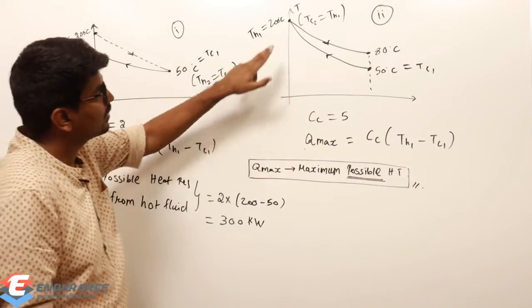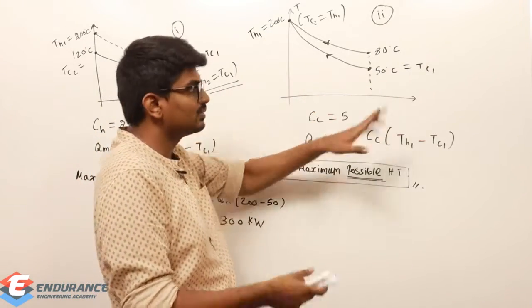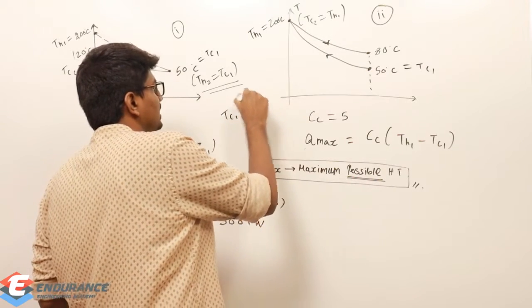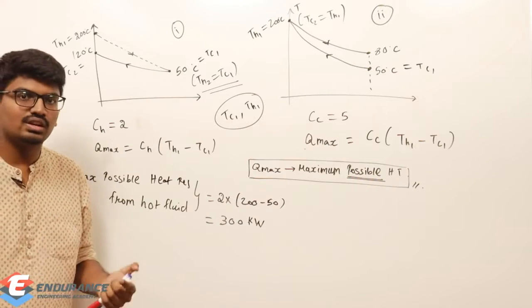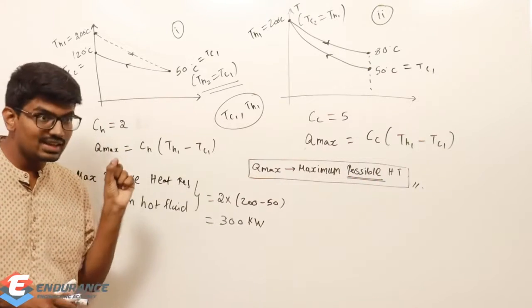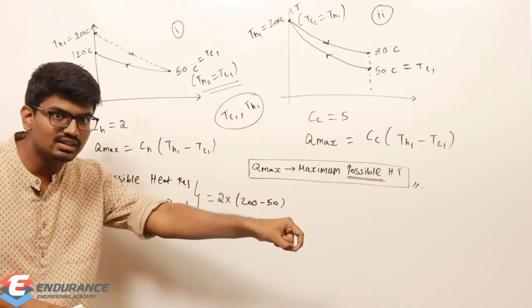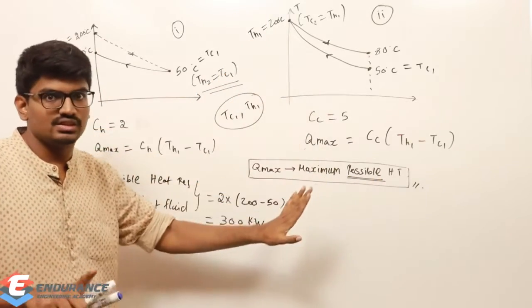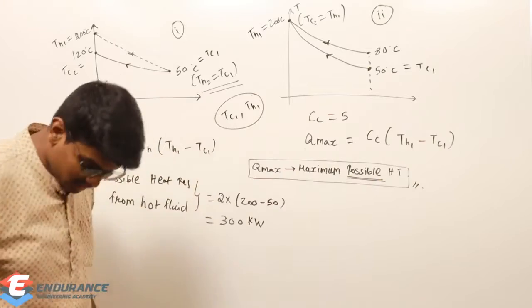Okay, and here also hot fluid is entering at 200, cold fluid is entering at 50 only, which means I am keeping TC1 condition and TH1 condition same for both the cases. Only change which we are going to get is, in first case, TH1 is reaching TC1. That is, in first case, hot fluid is reaching TC1. The second case, cold fluid is reaching TH1. That is the difference.